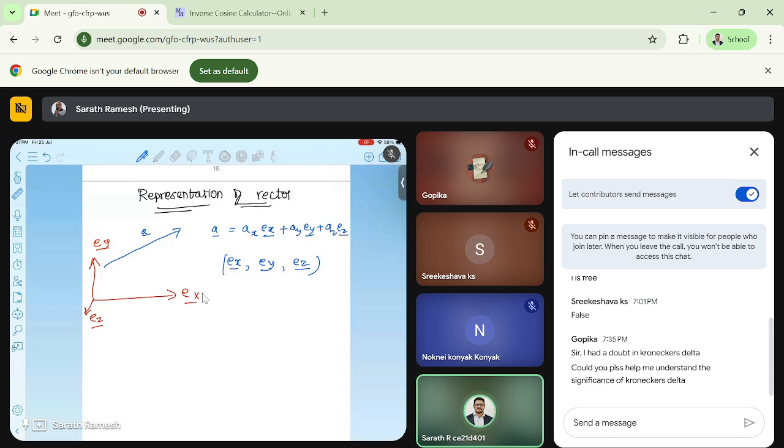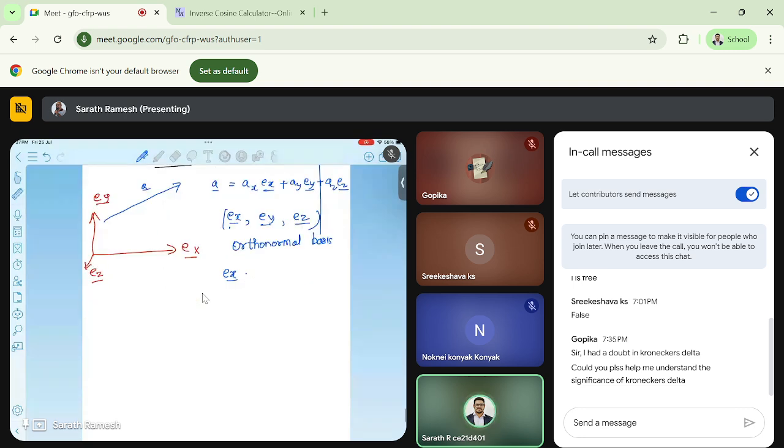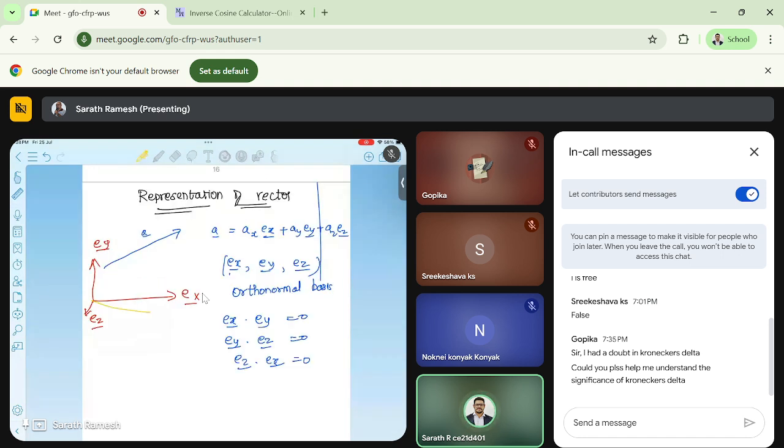In an orthonormal basis, Ex dot Ey equals 0, Ey dot Ez equals 0, and Ez dot Ex equals 0. Now, suppose I change these Cartesian coordinates, like if I change this basis from Ex, Ey, Ez to, say, Ex star, Ey star, Ez star. I am rotating this by theta, so this also will rotate by theta. Ey star and Ez star are as they are.